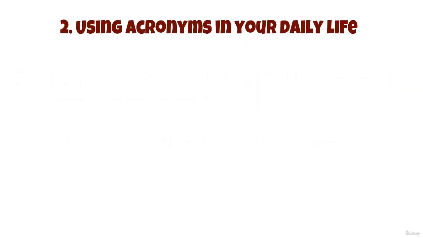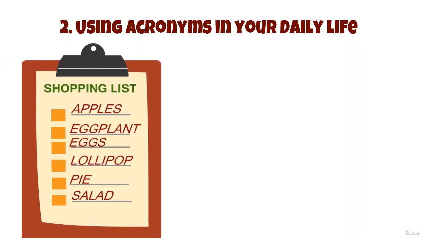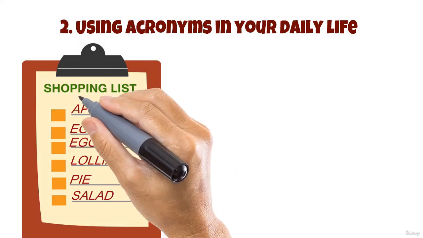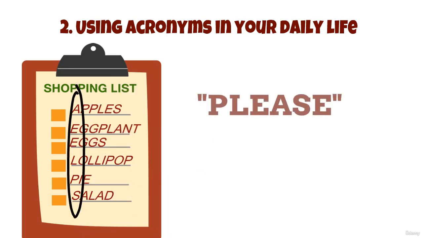Using acronyms in your daily life. You can create your own acronym to help you remember a short list of items or tasks to do. Here is a 6 items grocery list in alphabetical order that we can easily memorize with the acronym technique. Apples, eggplants, eggs, lollipop, pie, and salad. By rearranging the first letters, we get the word please.